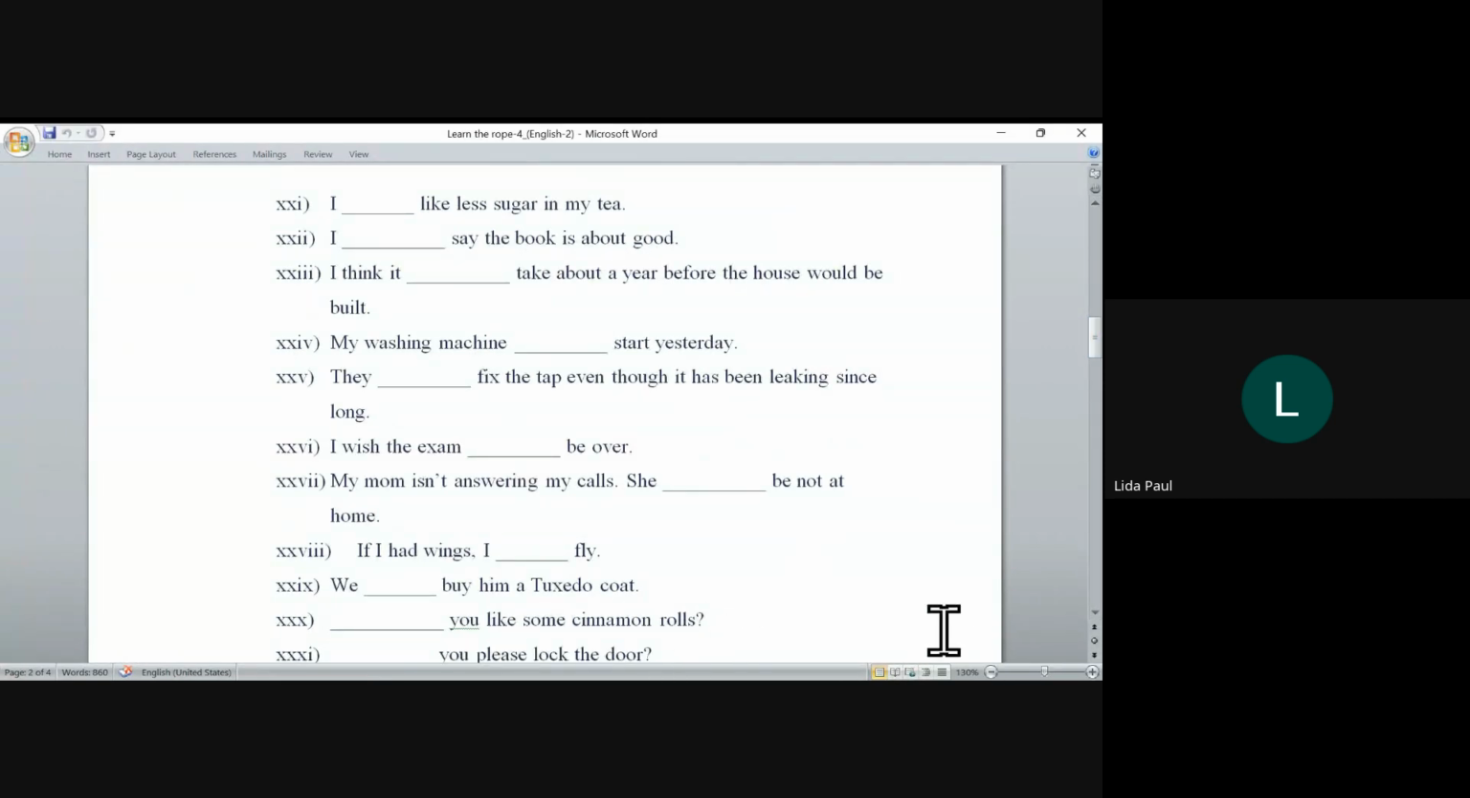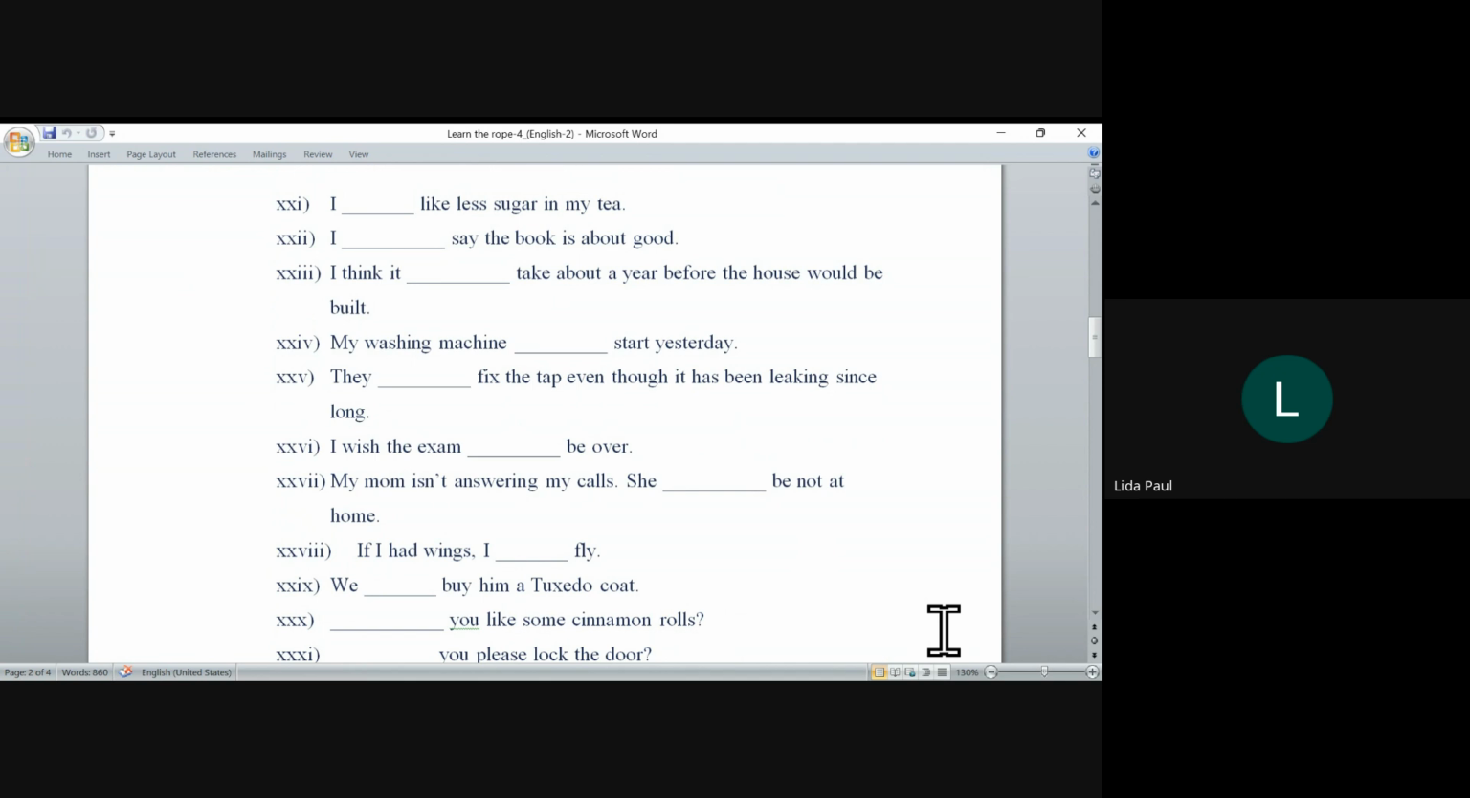Right. This one: I would like less sugar in my tea. The context would be, again, of preference. I would like less. I would like less sugar in my tea. Again, it showcases preferences or likes. So, I would like less sugar in my tea.